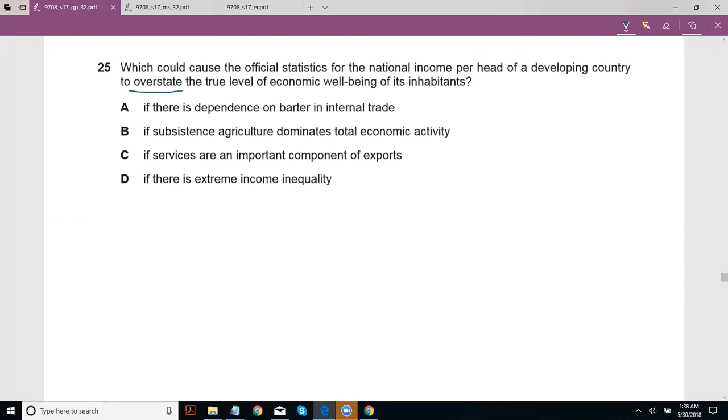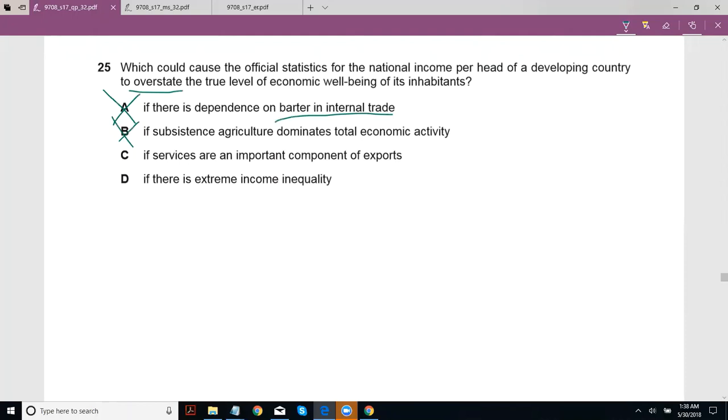Okay, so if there is dependence on barter in internal trade, then this stuff won't be recorded. But if it won't be recorded, that leads to understating, because that means that your GDP didn't record some important economic transactions. So it means GDP is less than it actually should be, which means national income per head is less than it actually should be. So here it would understate, it wouldn't overstate. The same goes with subsistence agriculture, because again, if it's not recorded, it understates.